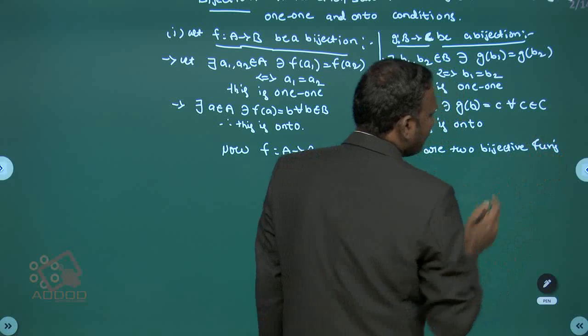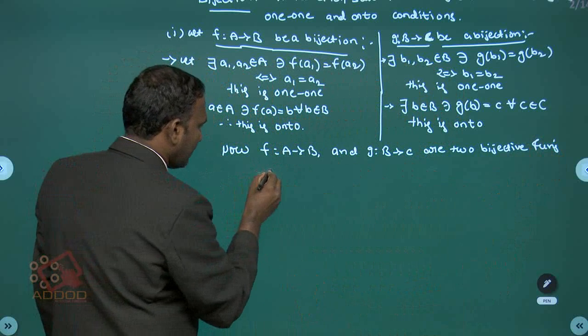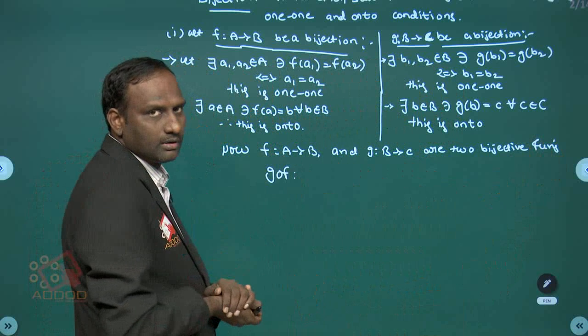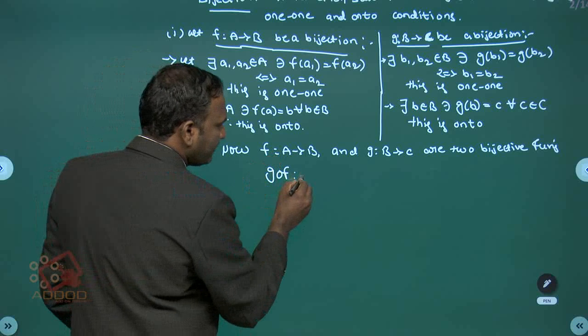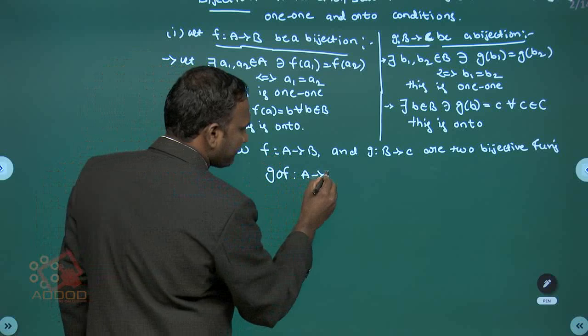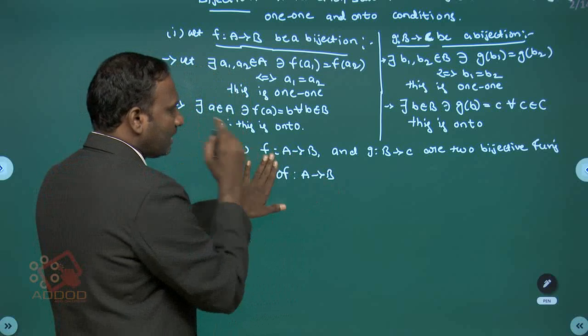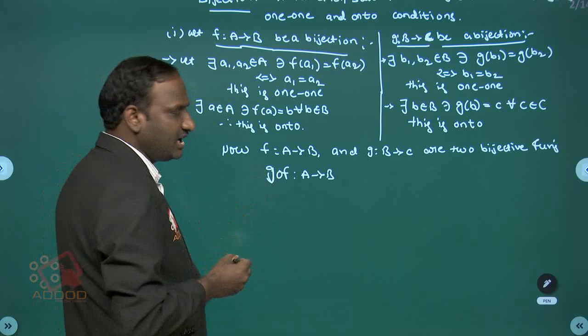F and G are two bijective functions. Now I am taking G circle F. If you remove this G, F goes from A to B. Next, G is introduced.